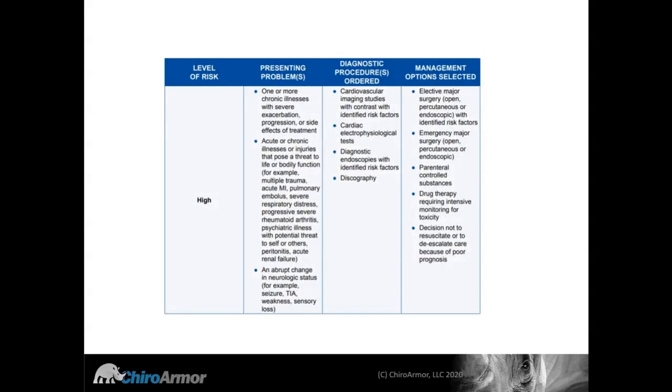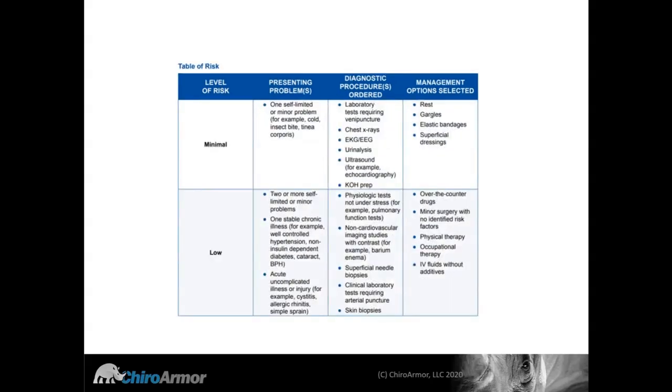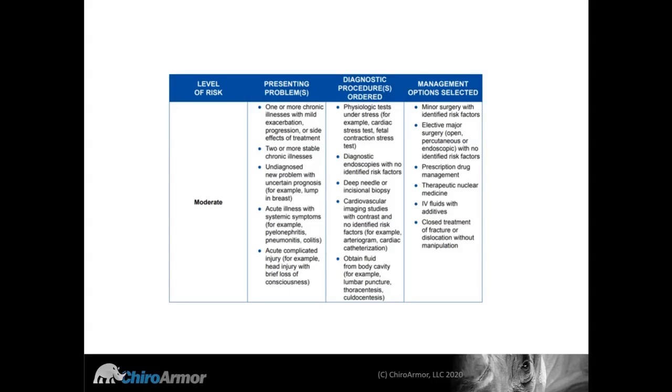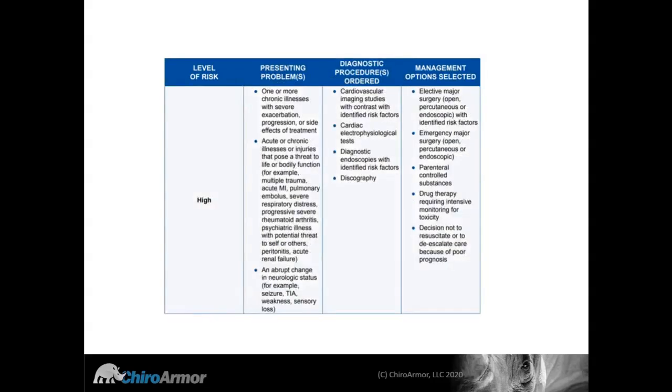And then, of course, the high level is the presenting problems we've talked about, and the diagnostic procedures that could potentially be ordered. And we're into more higher-end, more complex medical types of issues. And so as chiropractic clinicians, we will be looking primarily at the low level of risk, maybe possibly minimal, but it's going to be more low level, potentially moderate level, depending on the types of presenting problems that we are faced with in patients.